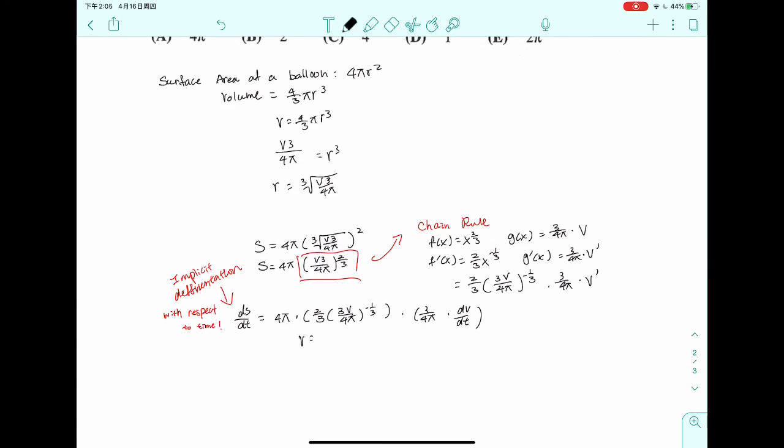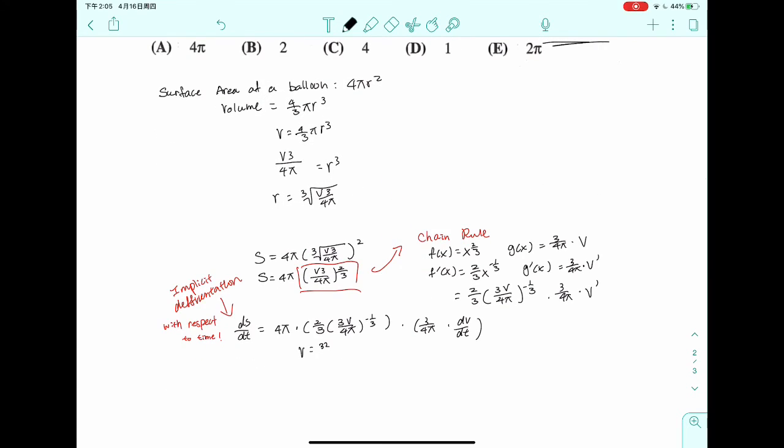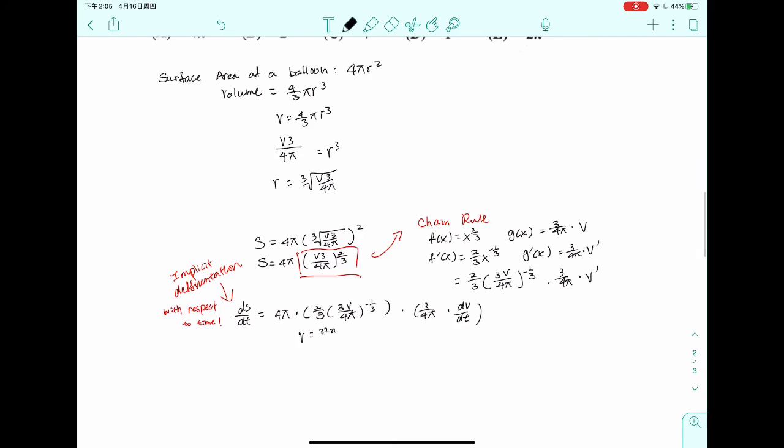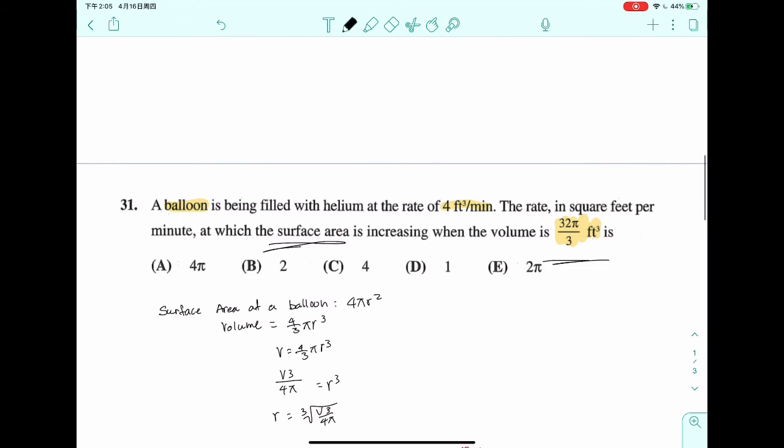We are starting to see some values. So from the question, we see that the volume is 32 pi over 3 and the rate of change dV over dt is equal to 4.